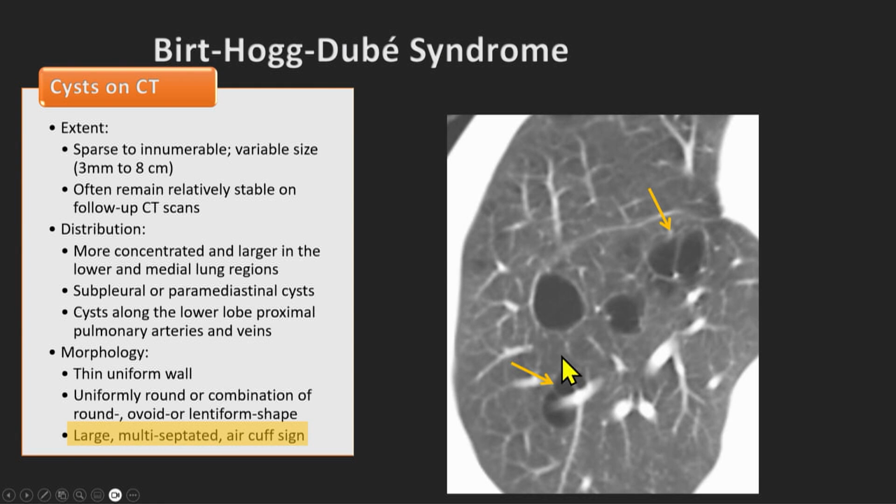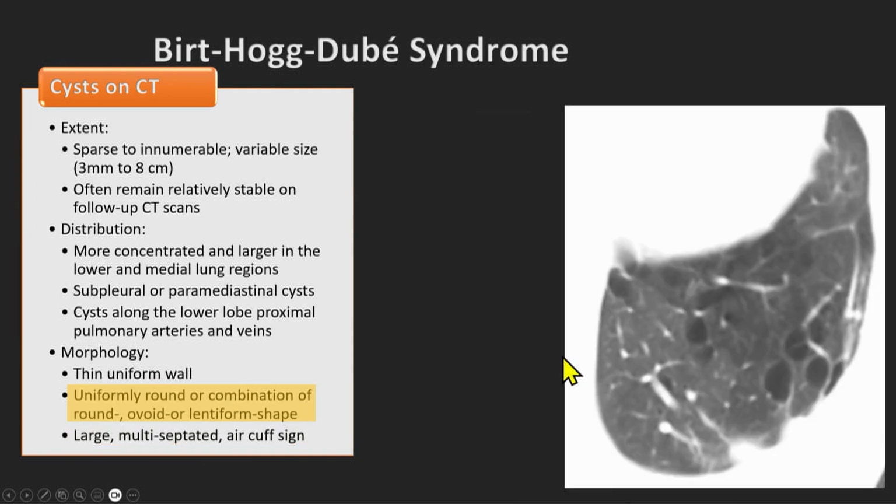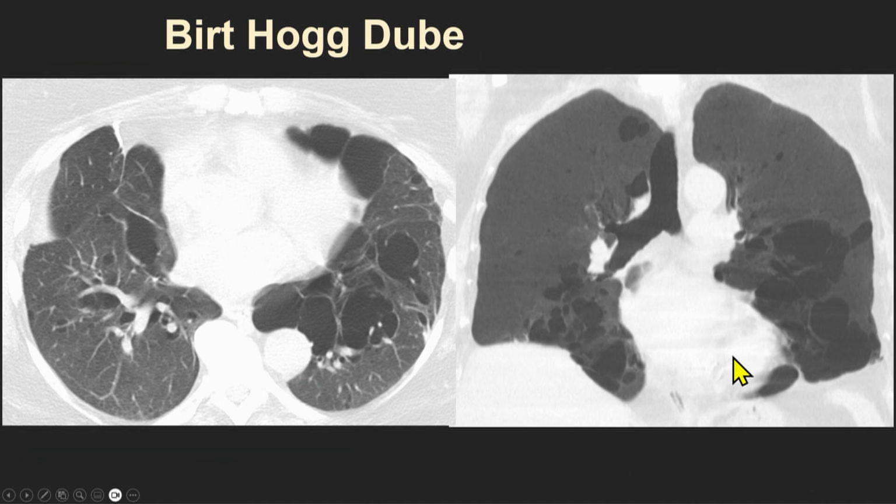That being said, I've seen LIP do this as well, right? So the specificity is okay. I do think it's more common in Birt-Hogg-Dubé, but you can see it in LIP as well. The paramediastinal cysting, though, is very specific for Birt-Hogg-Dubé syndrome. Here's one more example of the same process, this air cuff sign, this basilar predominant process. Again, that pattern, unfortunately, is non-specific. But here's a very specific pattern.